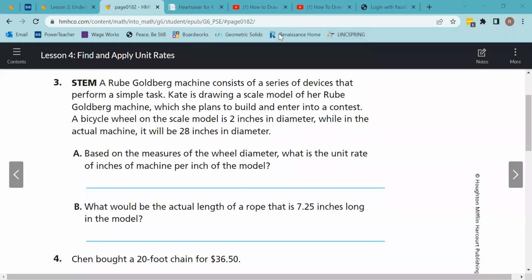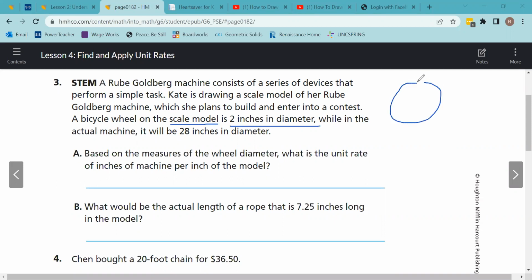Hey there, sixth grade. You're on page 162, number 3. STEM, a Rube Goldberg machine consists of a series of devices that perform a simple task. Kate is drawing a scale model of her Rube Goldberg machine, which she plans to build and enter into a contest. A bicycle wheel on the scale model is 2 inches in diameter.